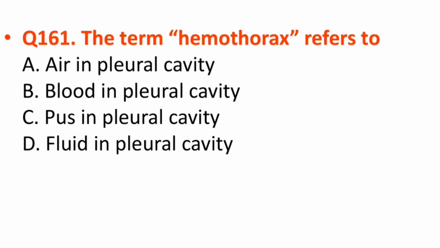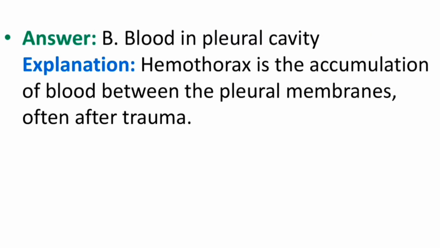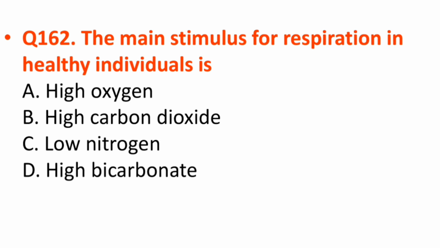The term hemothorax refers to option A air in pleural cavity, option B blood in pleural cavity, option C pus in pleural cavity, option D fluid in pleural cavity. The correct answer is option B blood in pleural cavity. Hemothorax is the accumulation of blood between the pleural membranes, often after trauma.